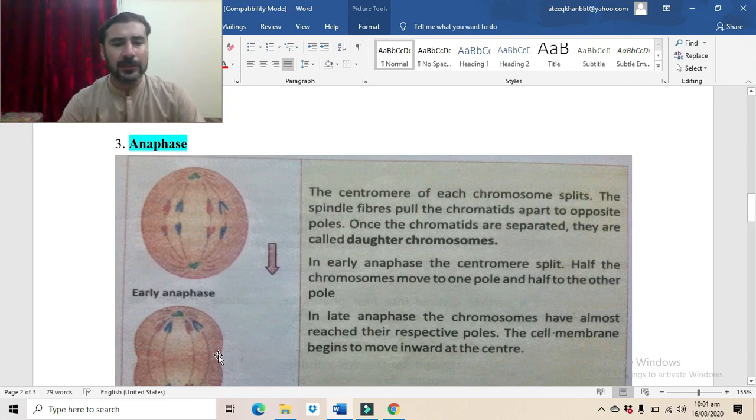So the details are here. Early anaphase, and then the late anaphase. The centromere of each chromosome splits. Splits means break down. The spindle fibers pull the chromatids apart to opposite poles. Once the chromatids are separated, they are called daughter chromosomes.